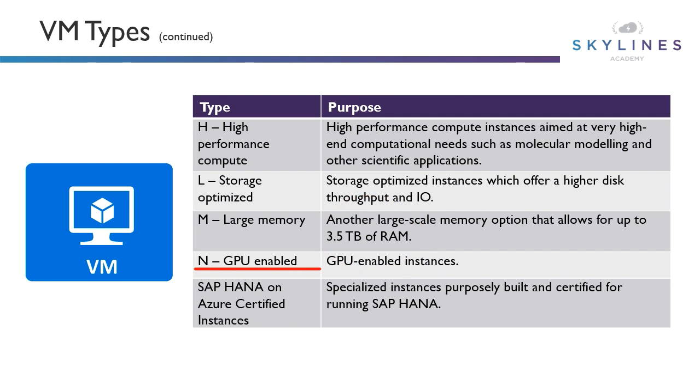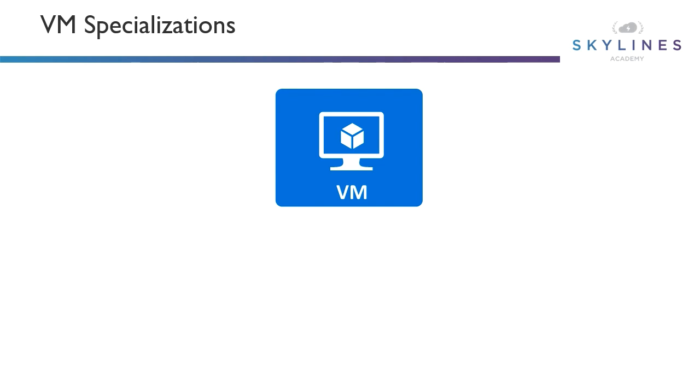Type N is GPU enabled, so if you've got a workload that would benefit from having GPU processing power available, this would be a VM type that you should consider. And then there's also the SAP HANA instance, which is purposely built and certified to run the SAP HANA application. We also have specializations within the various VM types to let you know that there are additional options or additional capabilities that you can assign to that virtual machine.